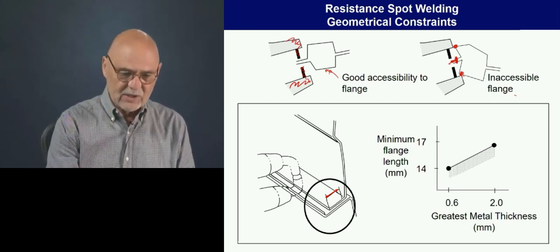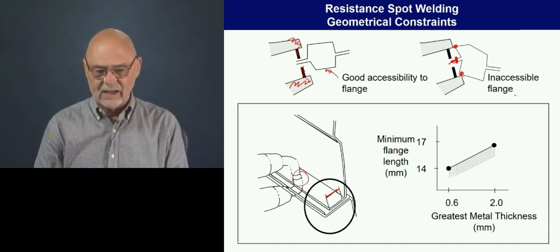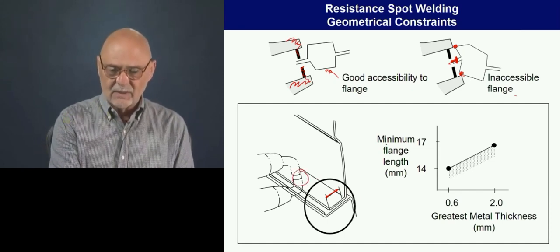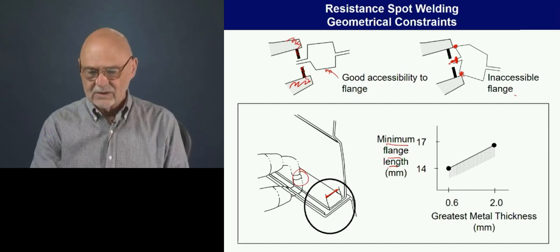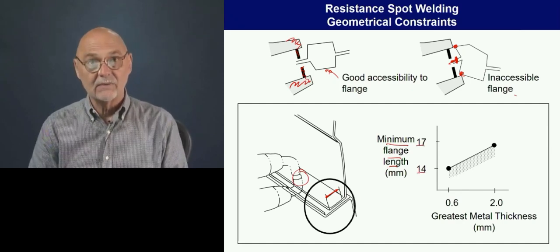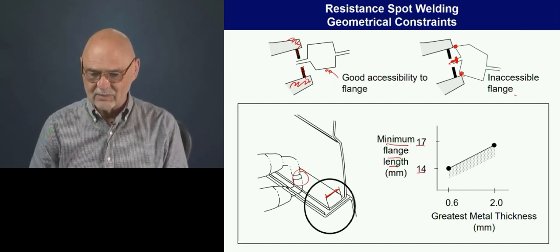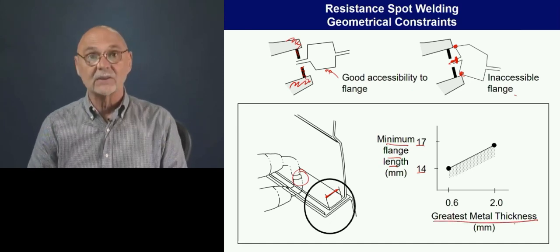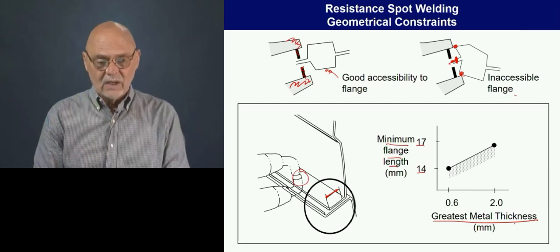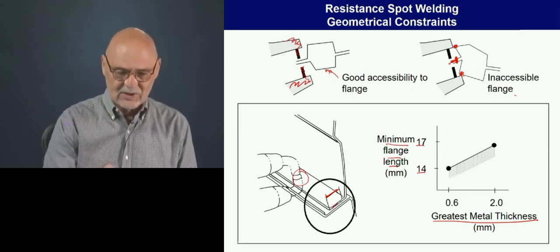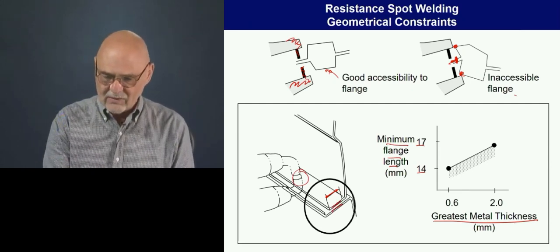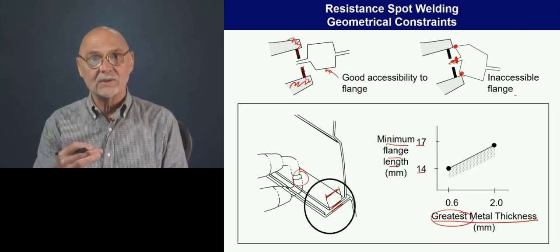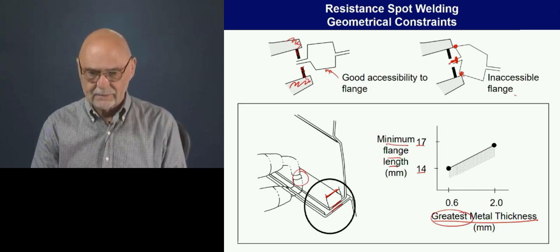So how much space do we actually need for the flange? Here's the minimum flange length, somewhere between 14 to 17 millimeters, and this depends on the greatest metal thickness. So if we're welding more than 2 metal thicknesses, whichever one is the thickest is the one governing this equation.